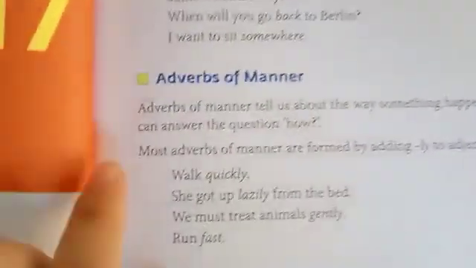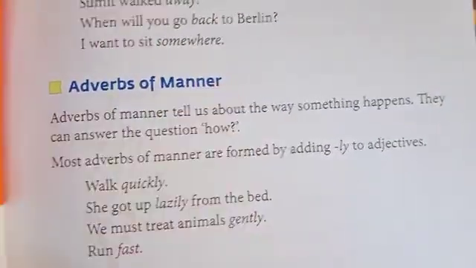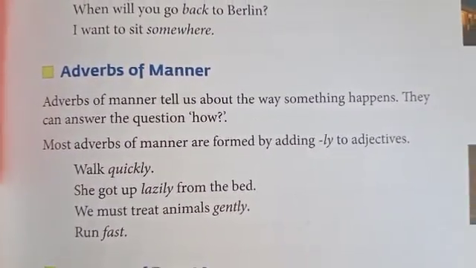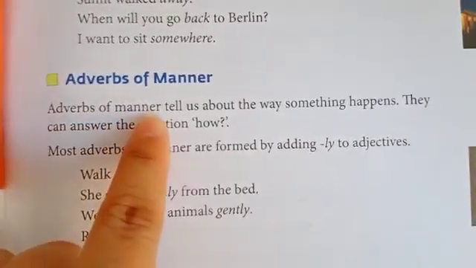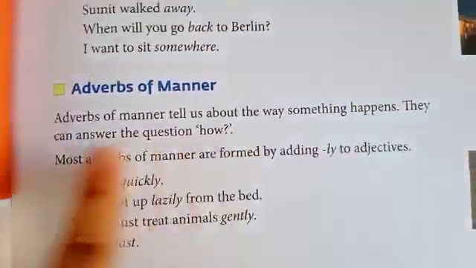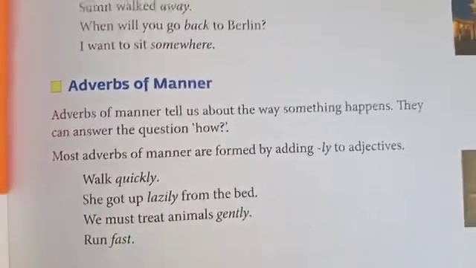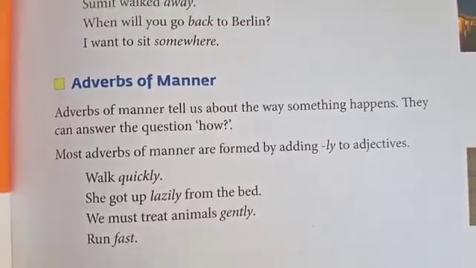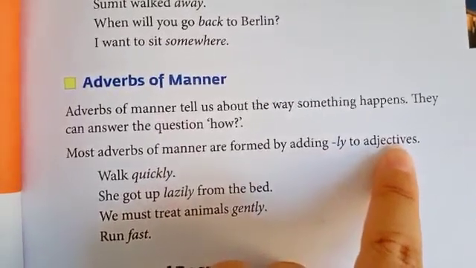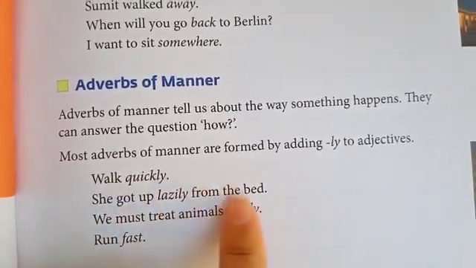Yes. Now let us move to the easiest one. It is adverbs of manner, and this is the third type of adverb. Adverbs of manner tell us about the way something happens. They answer the question how. It means we have to tell how something is taking place. Most adverbs of manner are formed by adding ly to the adjectives. If we say, walk quickly, she got up lazily from the bed.